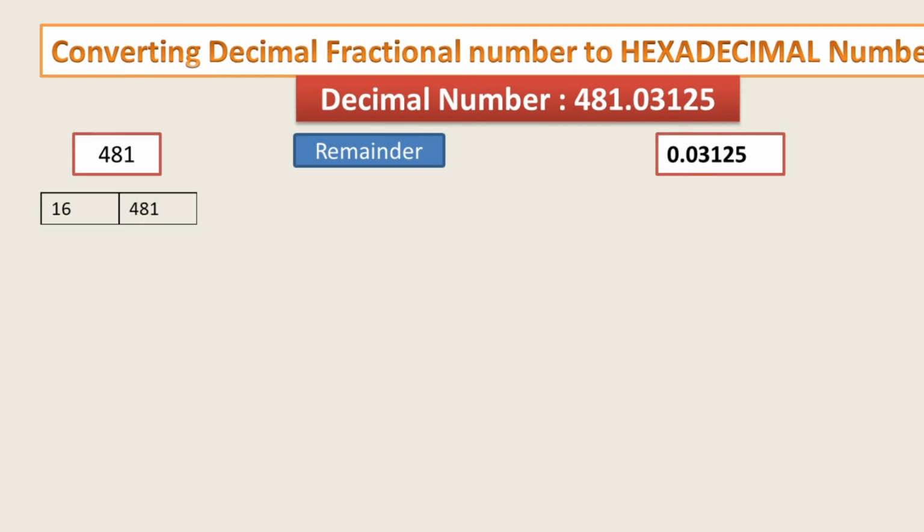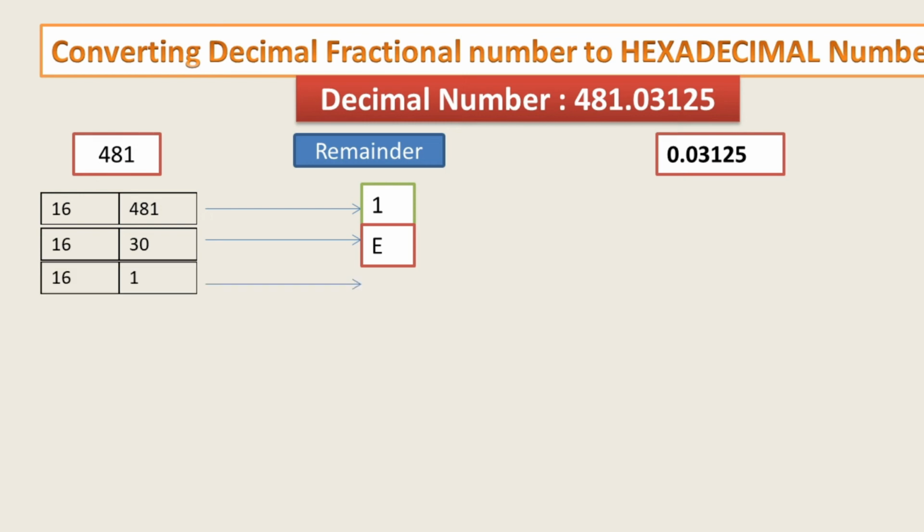We successively divide 481 by 16. Remainder is 1. Remainder is E. And then remainder is 1. 1E1 is the result when I convert 481 into hexadecimal.